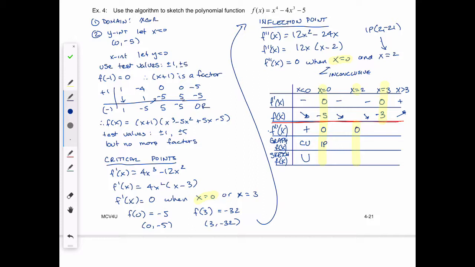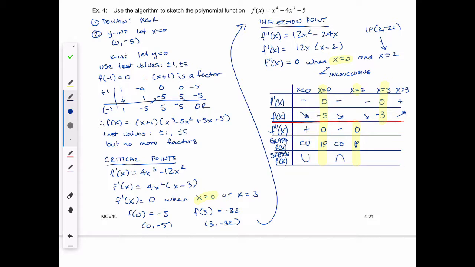Matches up with x equals -2, right? And then it's going from the inflection point. Now if I choose a value between 0 and 2, let's say 1, I'm going to have a negative, which means I'm going to be concave down. So it looks something like this.